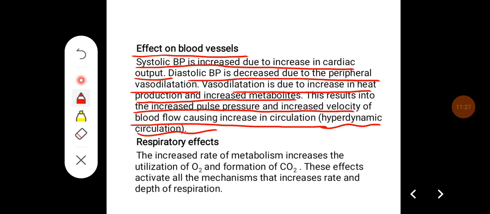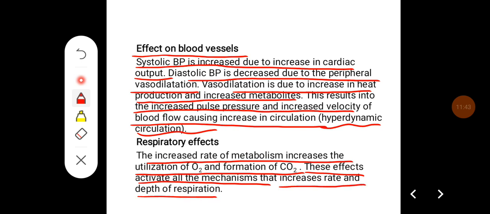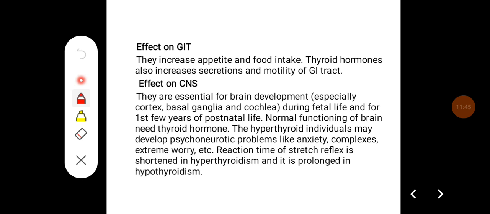Some of the respiratory effects: they lead to an increase in the rate of metabolism, increase the utilization of oxygen and formation of carbon dioxide. These affect the activity of all the mechanisms that increase the rate and depth of respiration. Their effect on the GIT: they increase the appetite and food intake. Thyroid hormones also increase secretions and motility of the GI tract.